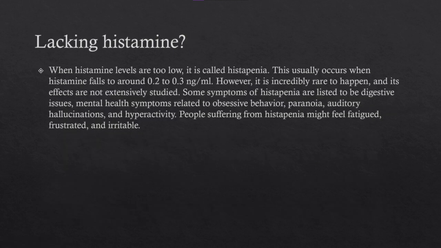Histopenia refers to the abnormally low levels of histamine in the body. When it falls to around 0.2 to 0.3 nanograms per milliliter in the blood plasma, it is technically considered too low. But it is less commonly discussed than histamine excess because it is a lot rarer. But it can still affect both the nervous system and immune response, and has been studied in connection with mental health and certain metabolic issues.